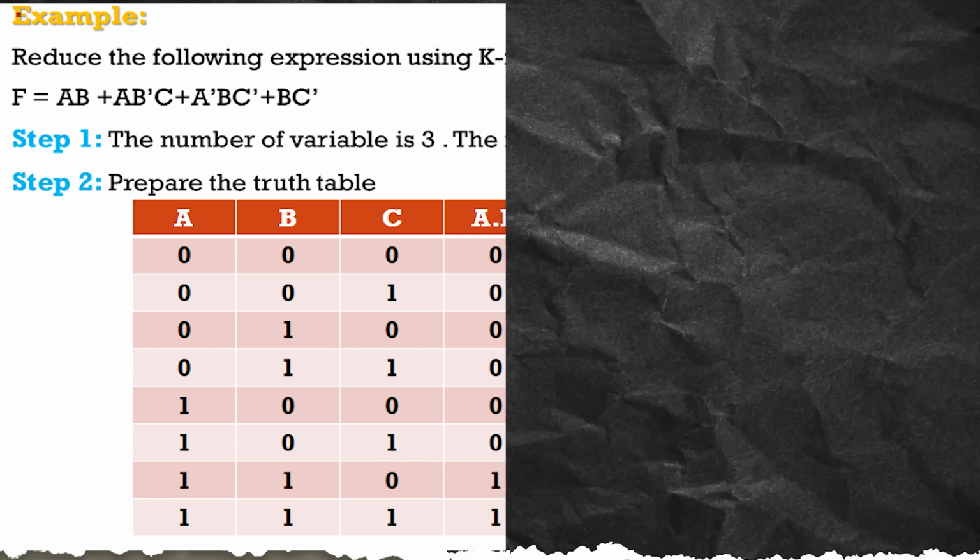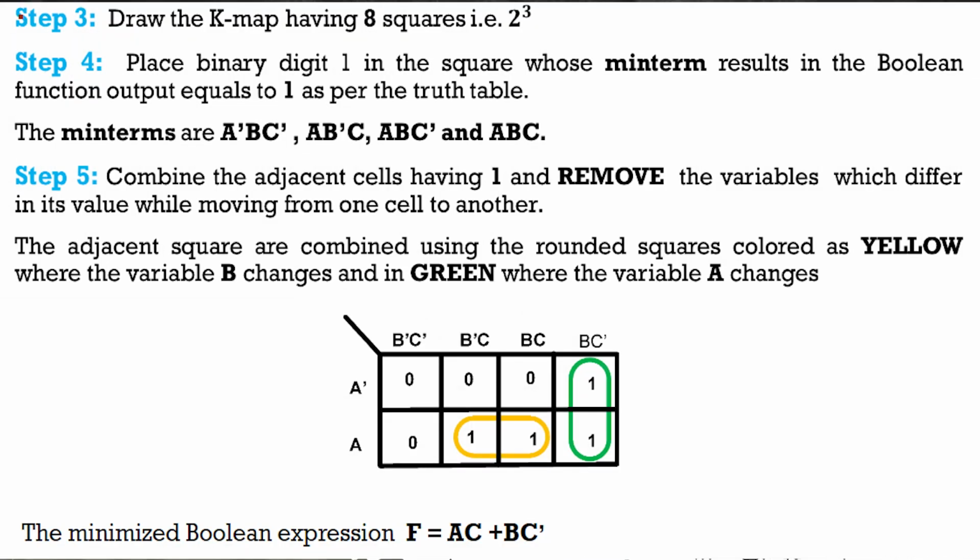Now the next step which you have to follow: draw the K-map. Because you have 3 variables, you will have 8 squares or cells. How did you get 8 squares? That is 2 raised to n, where n is equal to 3, or 2 raised to 3, that is equal to 8. Fine. So we will make a Karnaugh map as shown. Now place binary digit 1 in the squares whose min term results in the Boolean function output equal to 1 as per the truth table.